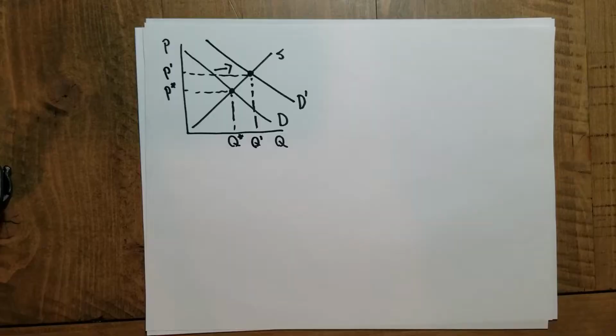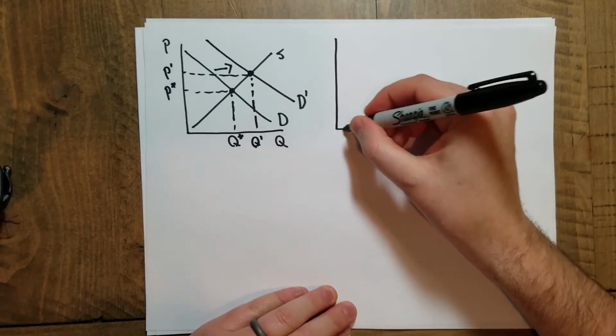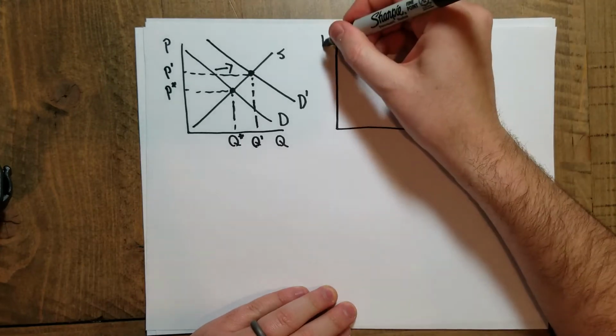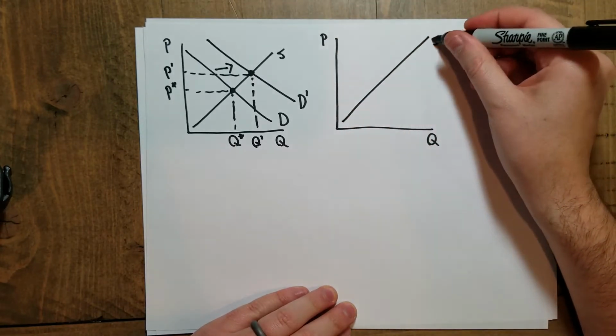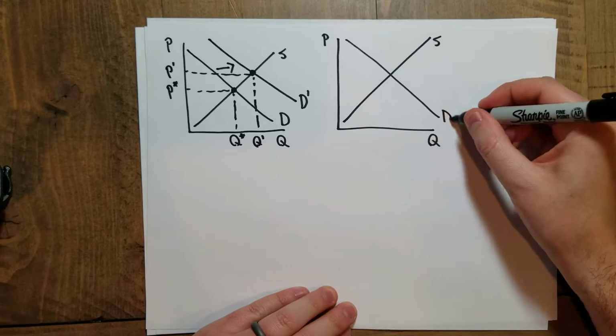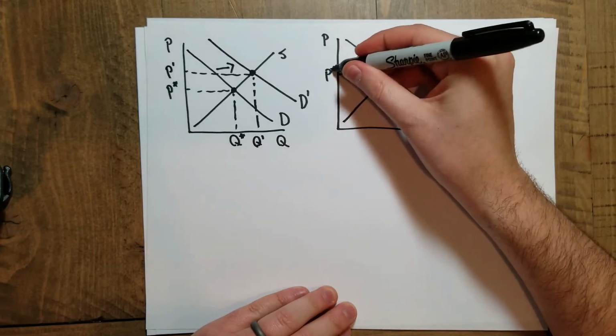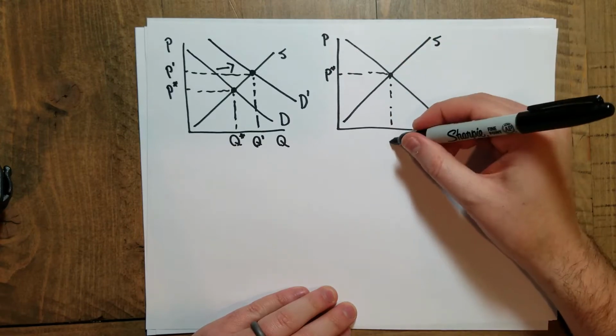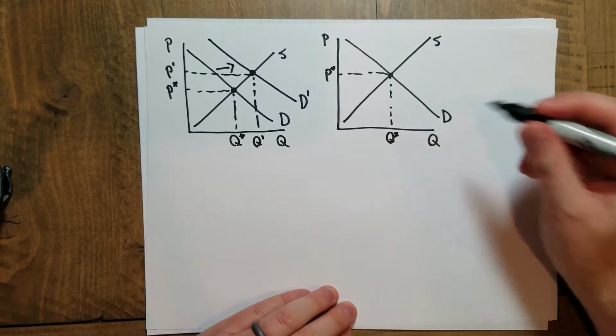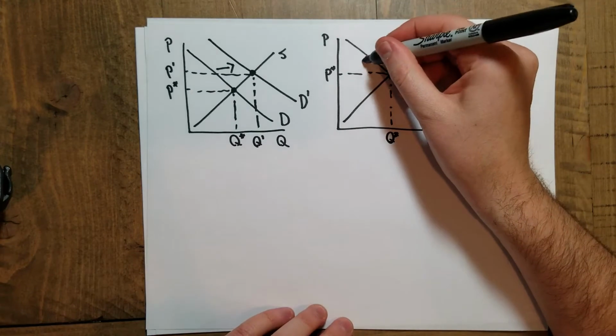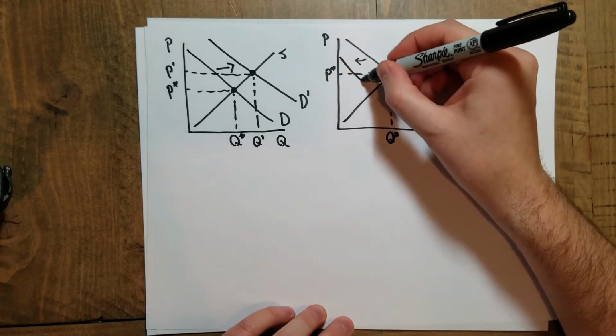Well, let's think about what else might happen. Let's think about a shift of demand to the left. Same idea here. We'll draw out a brand new set of supply and demand curves. And we'll have our equilibrium price and quantity. And we're going to shift demand to the left. Same idea as before, except we're going to go to the left instead of to the right.